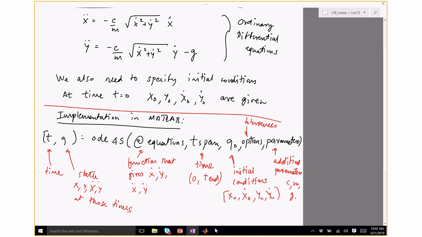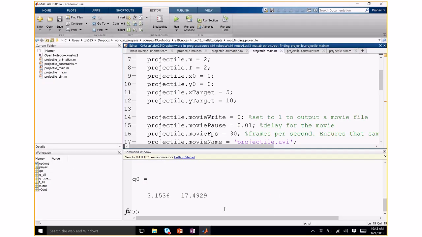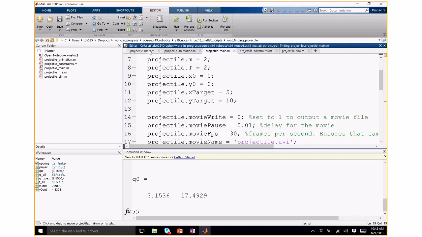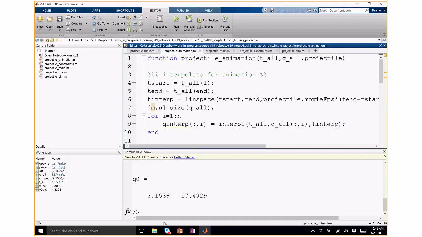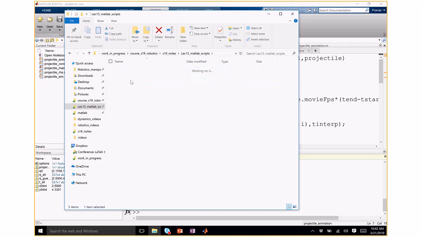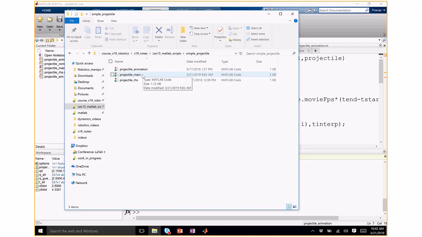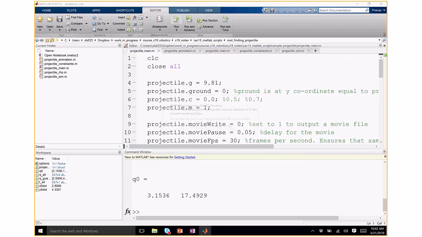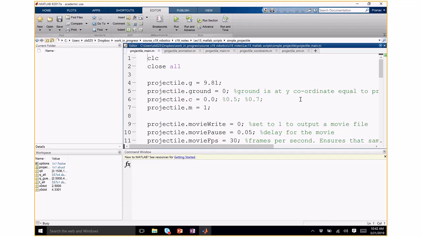Okay, so here is the projectile main animation. What I have is 3 files: the main file where I call ODE45 and do the animation, the right hand side file which has the equation, and then the animation. So let me first run the main file and show you how the animation looks, and then explain a little bit about the program.